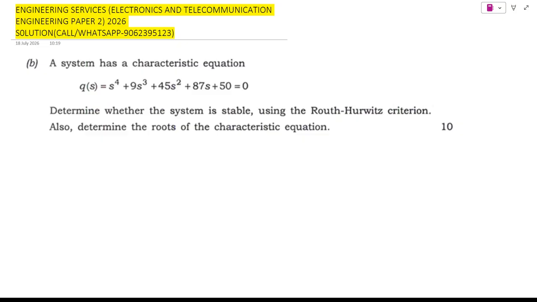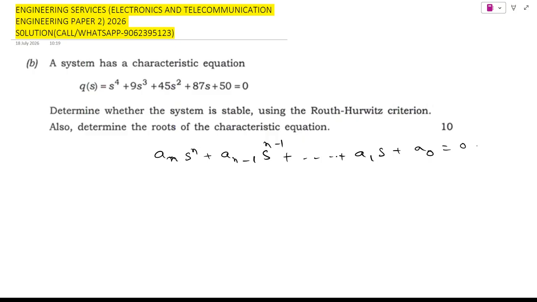For a characteristic equation a_n s to the power n plus a_(n-1) s to the power n minus 1, and this goes up to a1 s plus a0, this is equal to 0. A system is stable if and only if the first column elements of the Routh table are positive. So notice carefully, we don't need to calculate the roots first. That is the beauty of the Routh-Hurwitz criterion.